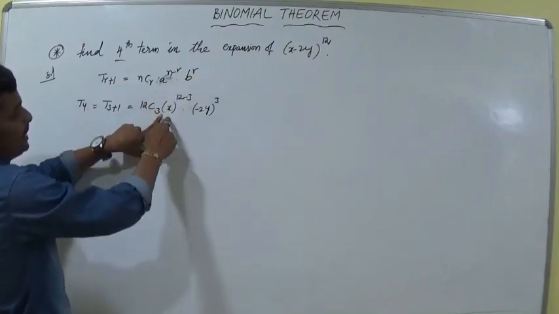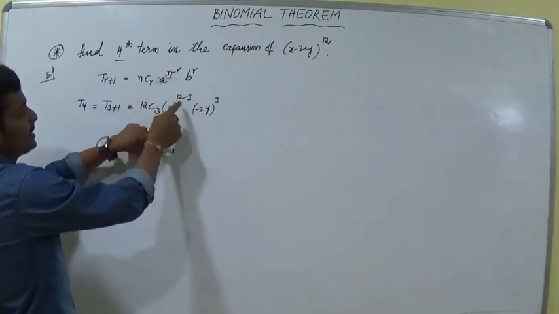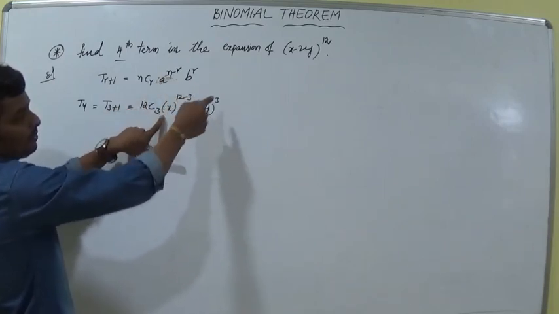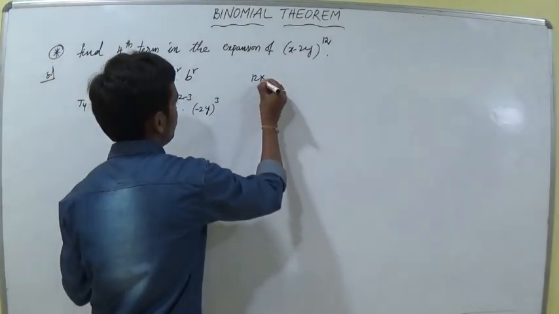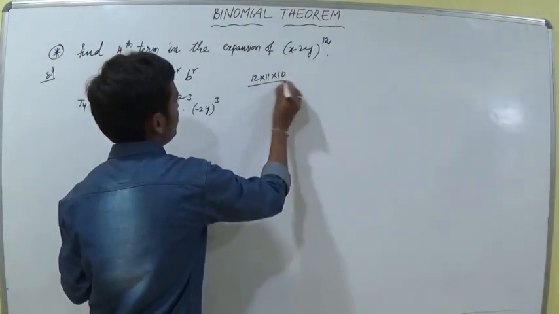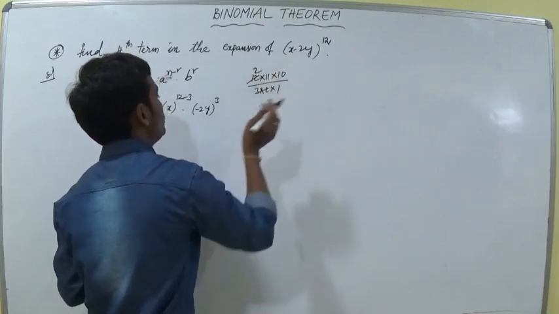a to the power of n minus r: x to the power of 12 minus 3, into b, which is minus 2y, whole to the power of 3. You can simplify the 12C3 value. How can you find it? 12 into 11 into 10 by 3 into 2 into 1. 3 times 2 is 6, which cancels with 12 two times. Now you can multiply.